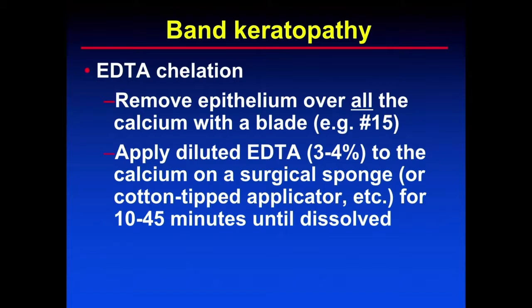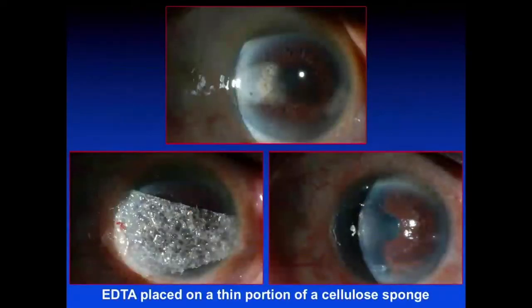So usually I use a 15 blade and then use 3 or 4% EDTA just on a cellulose sponge. Sometimes it's 5 minutes, sometimes it's 10 minutes, sometimes it's 45 minutes, depending on the thickness of the calcium.